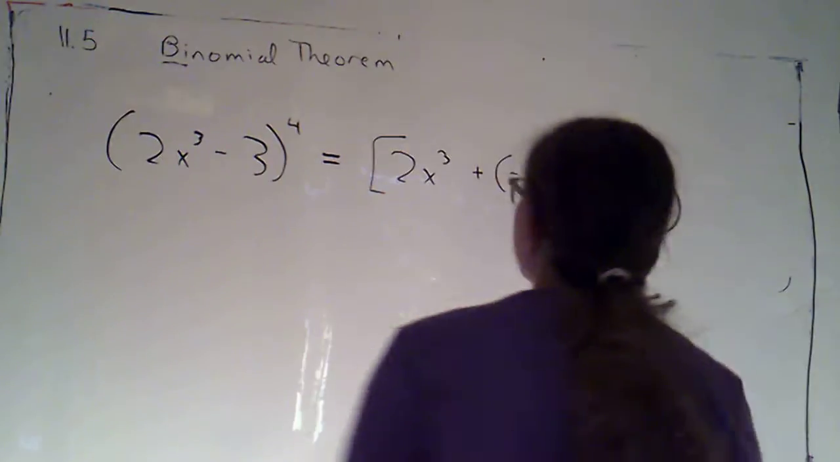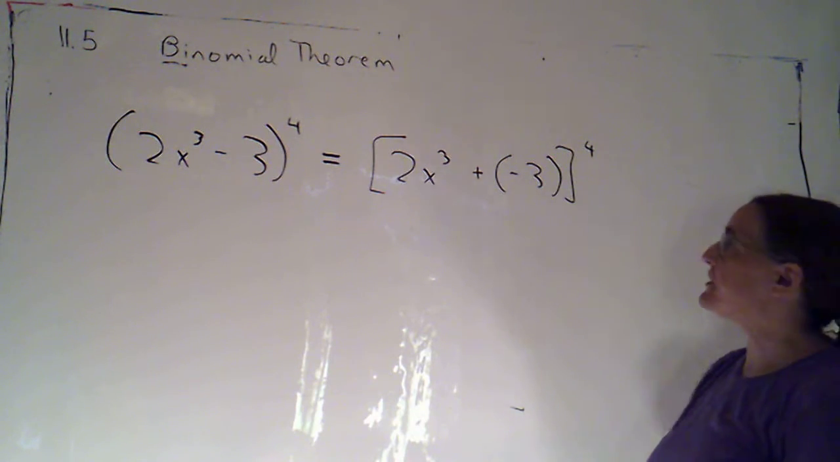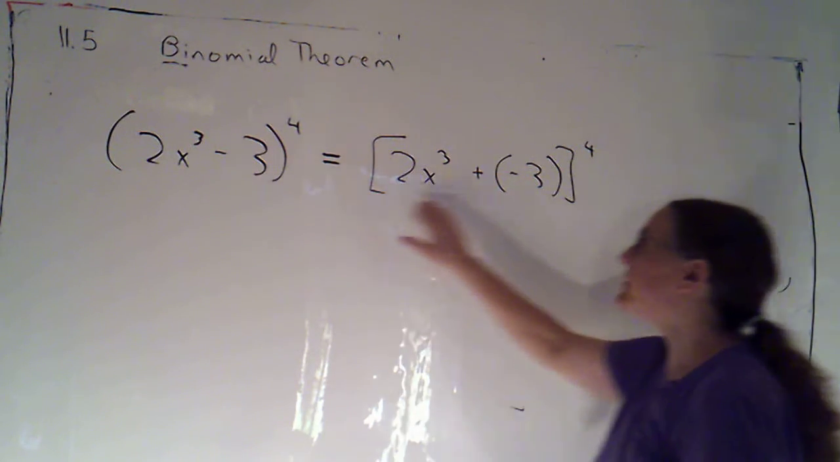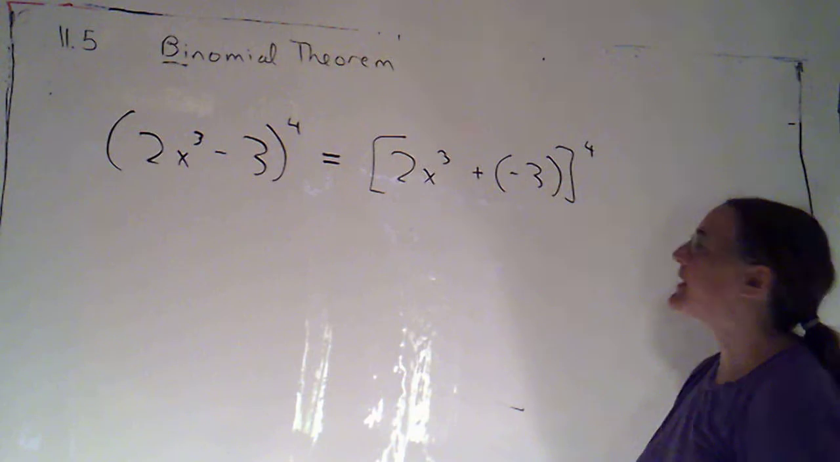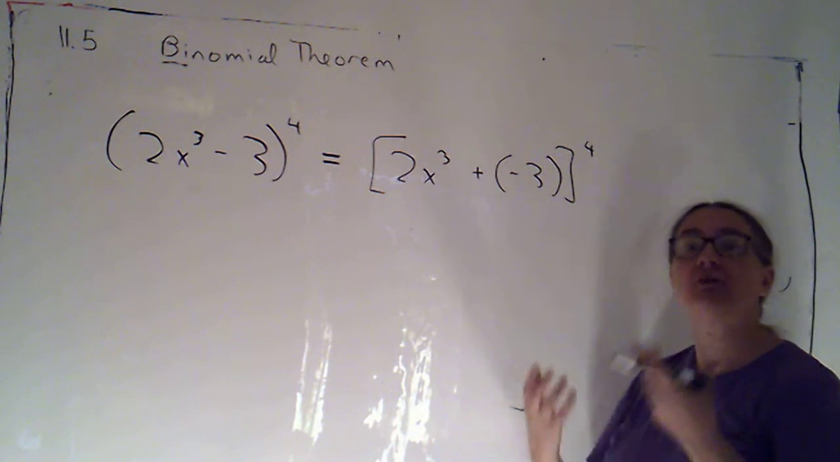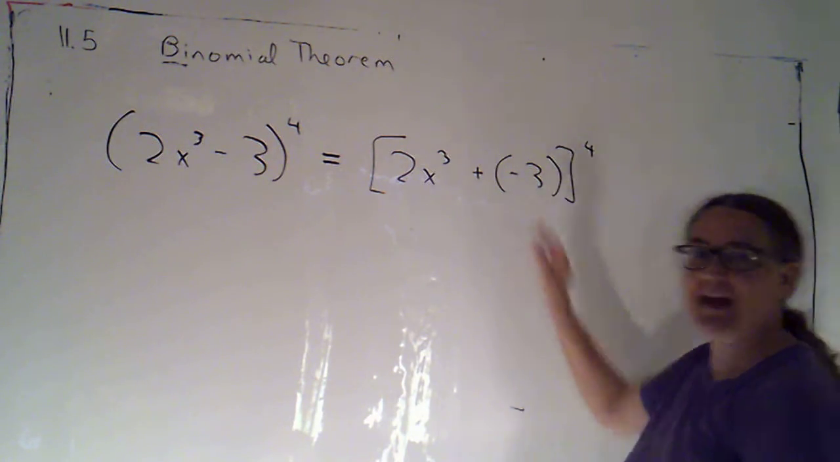I left you with this problem at the end of the last video, so let's just work through it together. This was the first time we had to deal with a subtraction problem, and the key there is to rewrite it as adding that -3. So, since it's a fourth power, I'm always going to have a total of 4 factors, each of which is either 2x cubed or -3.